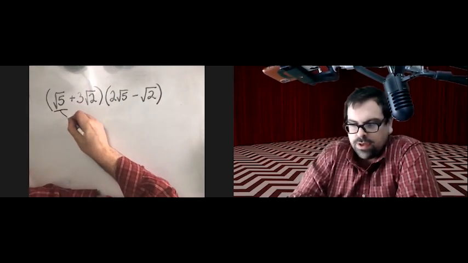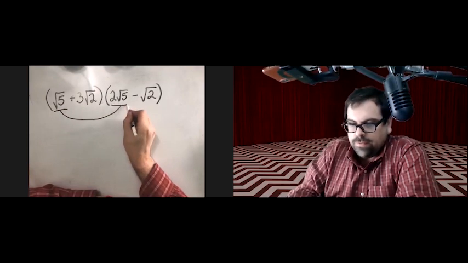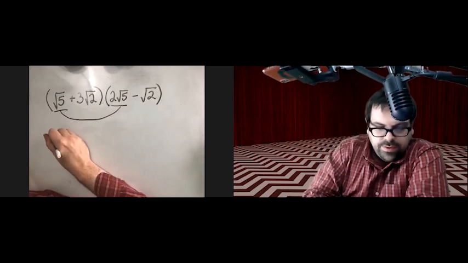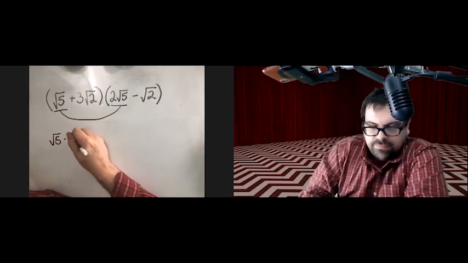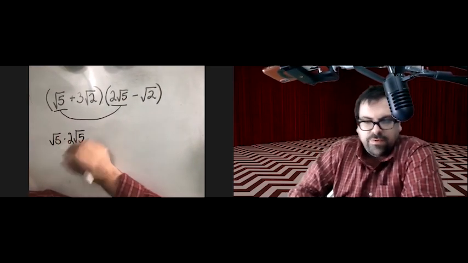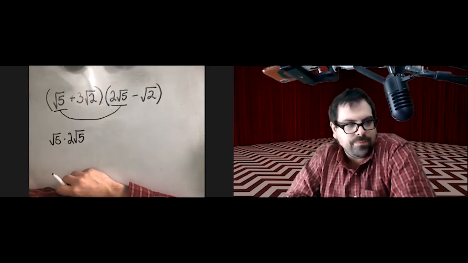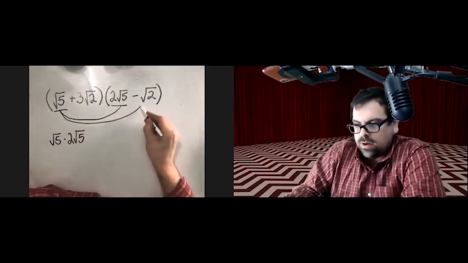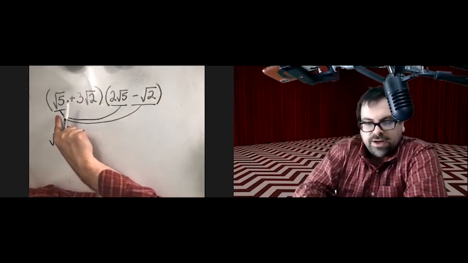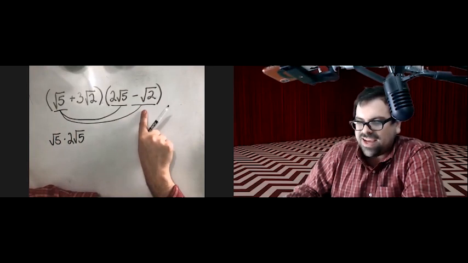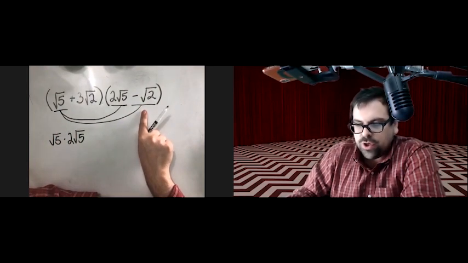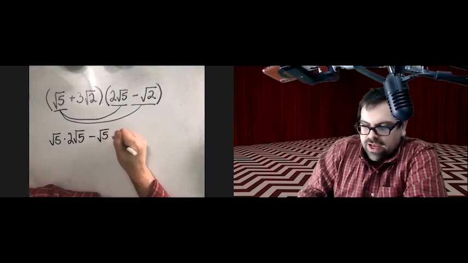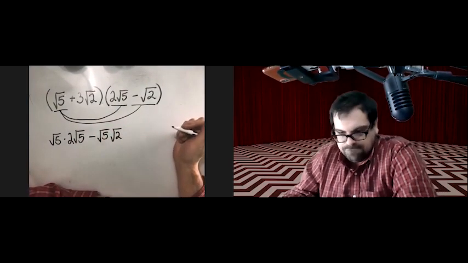First, that's radical 5 times 2 radical 5. Outer, that's radical 5 times negative radical 2. Positive times negative is negative radical 5 times radical 2.